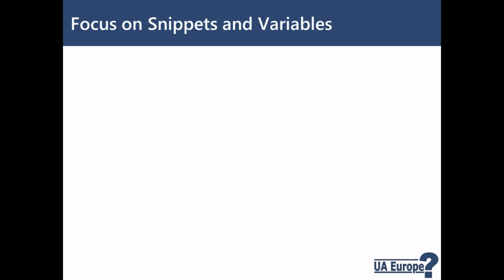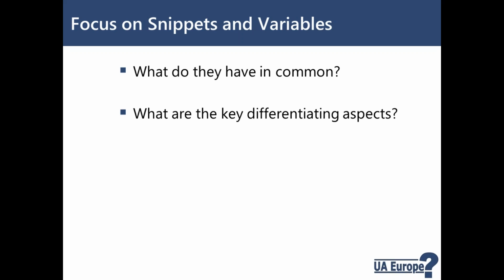And if you're just starting out with Flare, this is going to be really important. And first of all, I think it's probably important to know the difference between snippets and variables. What would you use each of these features for? And then we'll see how to create them and how to use them. And I'm going to point out my favorite feature of Flare. It's kind of connected with variables. So what do they have in common? What are the key differentiating aspects of them?